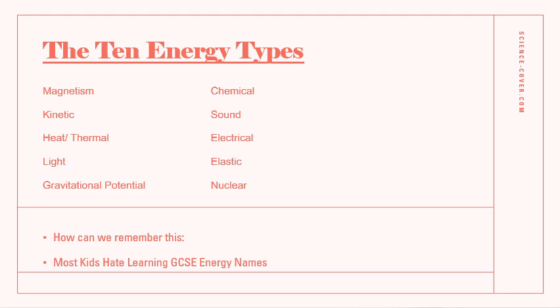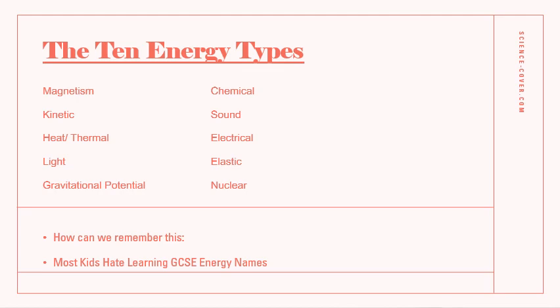The first is magnetism. This is the energy a magnetic material has due to its position in a magnetic field. Second is kinetic energy. This is the movement energy that an object possesses as it travels. Third is thermal energy or heat energy. This is the energy that the particles have in a warm object. The fourth is light. The fifth is gravitational potential energy. This is the type of energy that an object gains when you lift it higher, due to it changing its position in a gravitational field.